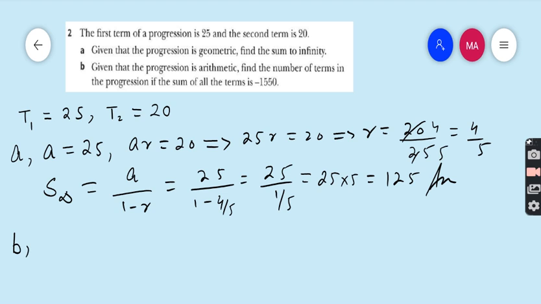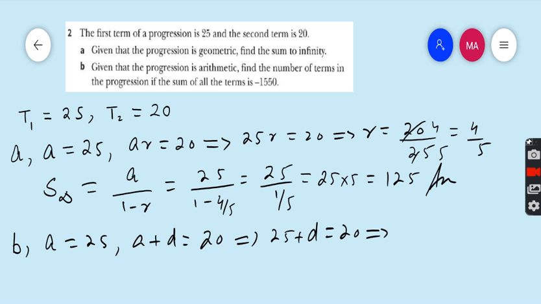Part B is given that the progression is arithmetic. So if the progression is arithmetic, then the first term is a, 25, and the second term is a plus d, that is 20. This implies that 25 plus d is equal to 20. This implies that d is equal to 20 minus 25, that is minus 5. Now read the second part: given that the progression is arithmetic, find the number of terms.